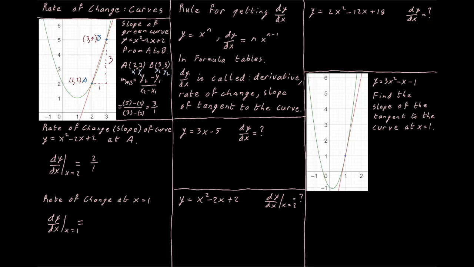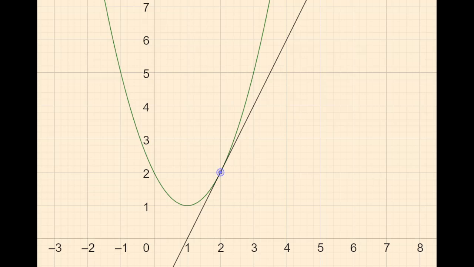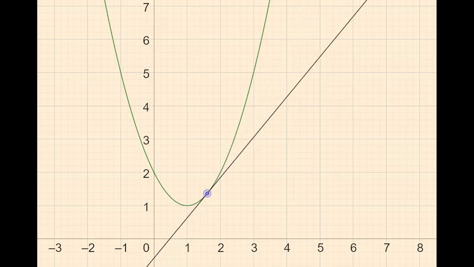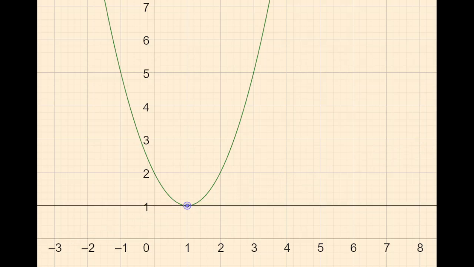So we got the slope of the curve, the green line, at x is 2. But what happens if we move to x being 1? So down at the bottom of our valley here, what would the slope of the curve be at that point? So we can move our tangent line around now, until we get to x is 1.